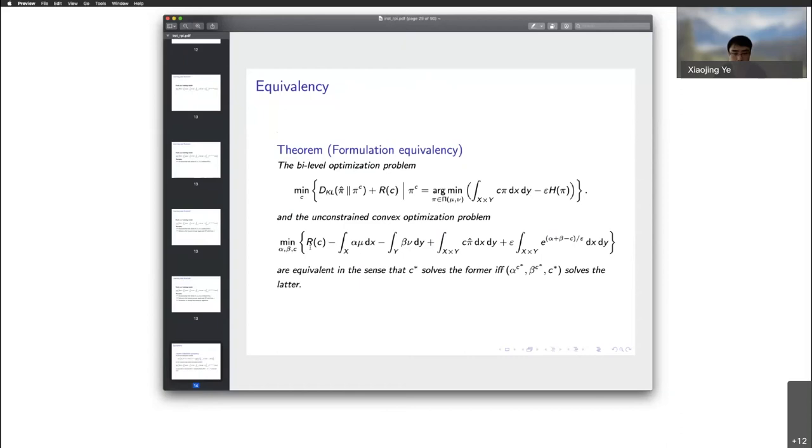It's just the minimization with respect to three variables, alpha, beta, which are the dual variables from the entropy regularized OT, and C, the cost that we're trying to recover. And we can easily show that these two problems are equivalent. If we can find some C that's solving the primal problem, it's the same C that is going to solve this new formulation. Okay, so that's the foundation of our algorithm development later.